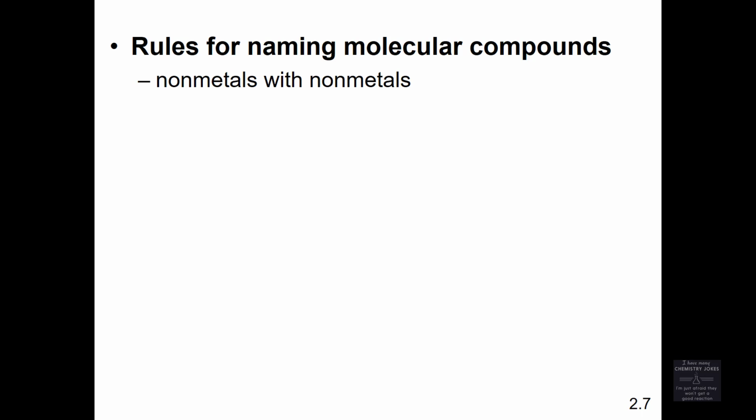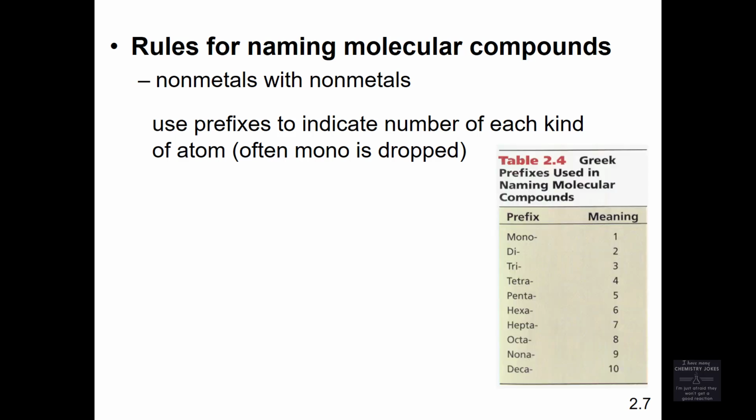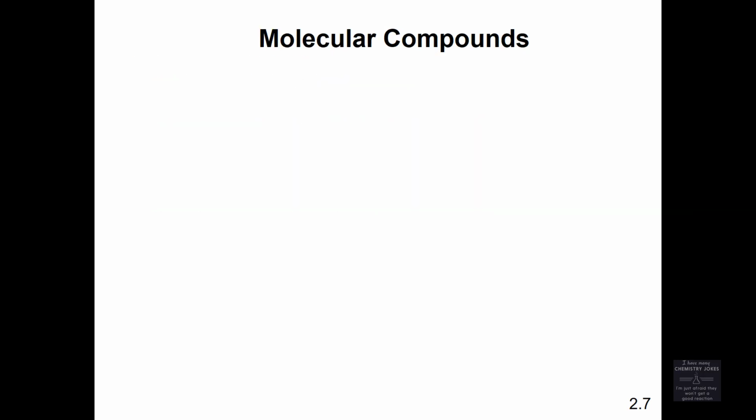Molecules, that's the nonmetals and the nonmetals. Remember, you have to include prefixes to tell you how many of that thing are included. Because molecules can share in many different ways, it's not a predictable number when they're combined. You'll see what I mean. There's our table of prefixes that we will use. The last element always ends in "ide." Some of them have common names like water and ammonia and methane. And right now I am totally blanking on the name of this one. It'll come to me as soon as I hit stop on this recording.